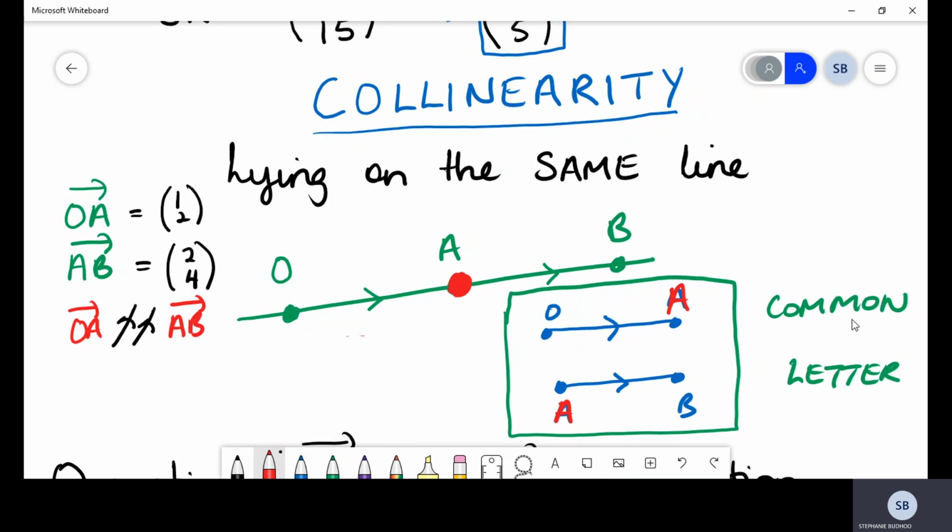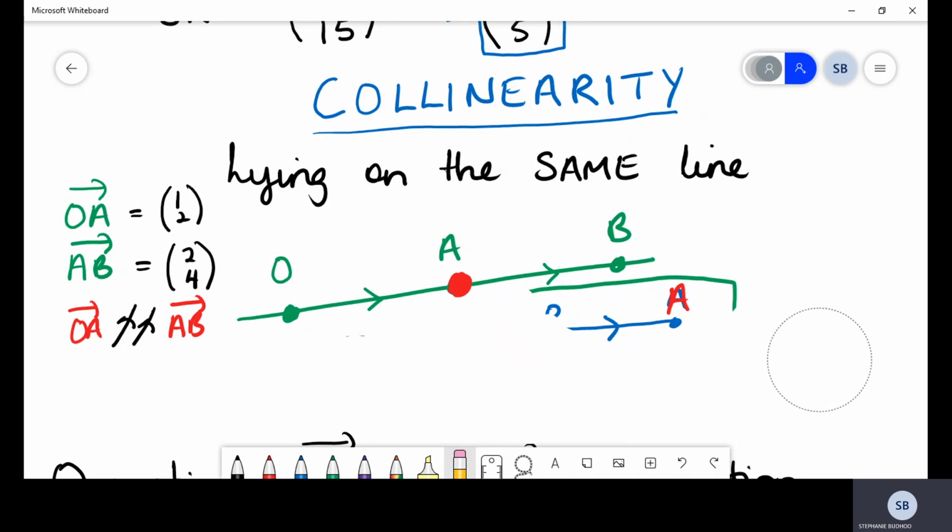They follow the same direction, the same inclination, and if they contain a common letter or a common part, then they should belong to the same line. So collinearity only takes place if two conditions are met. The first condition for collinearity to happen must be that the two vectors you are considering happen to be parallel to each other.